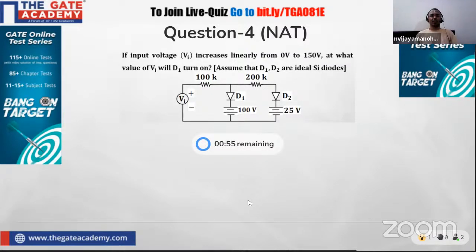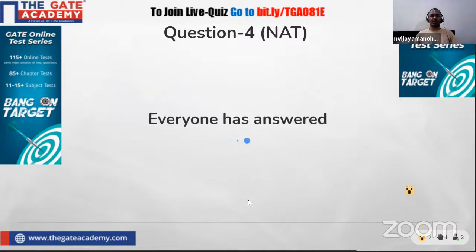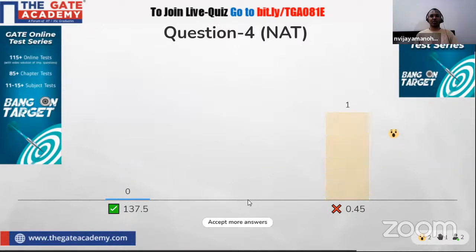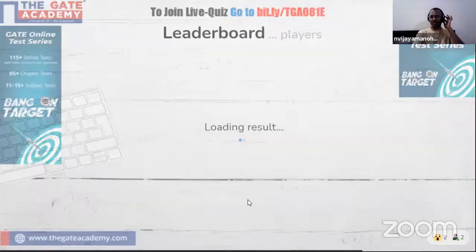The input voltage Vi increases linearly from 0 to 150 volt. At what value of Vi will D1 turn on? Assume D1 and D2 are ideal silicon diodes. Oops. People are not answering correctly. 137.5 is the correct answer.